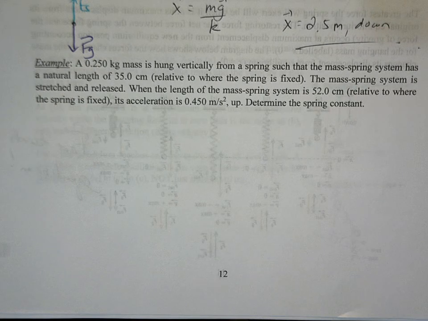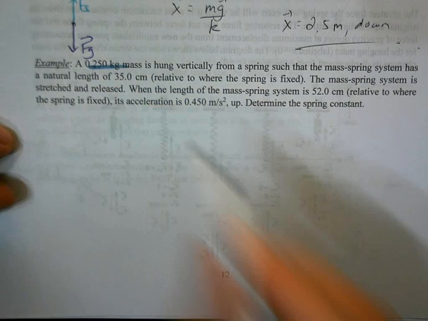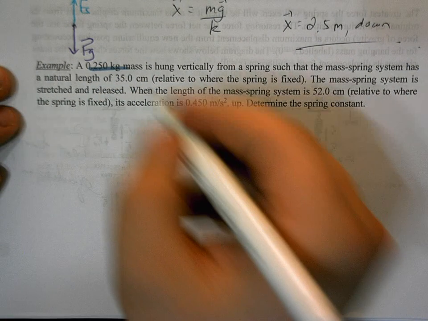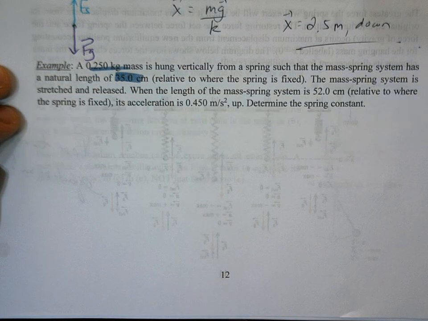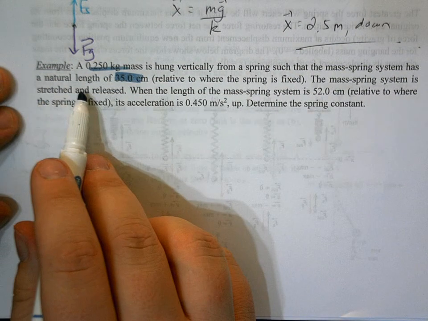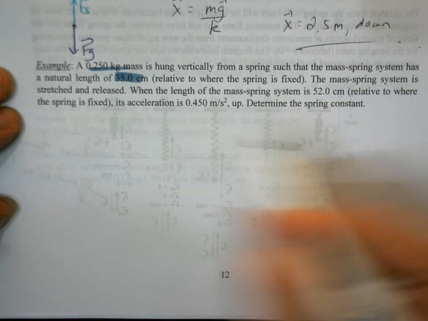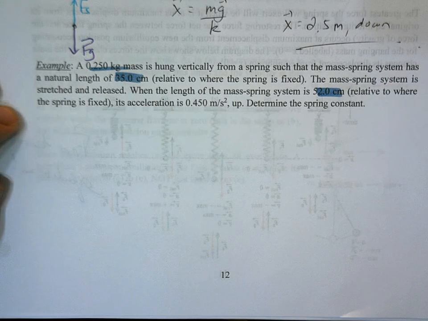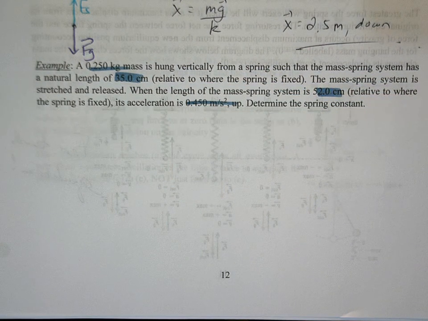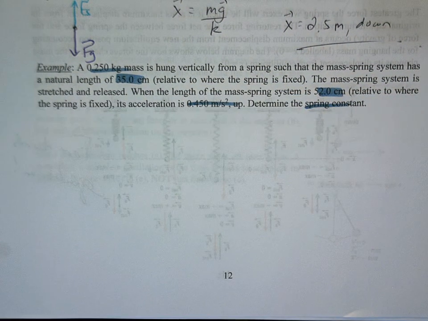So I've got a 0.250 kilogram mass. It's hung vertically from a spring such that the mass-spring system has a natural length of 35 centimeters relative to where the spring is fixed. The mass-spring system is stretched and released, and when the length of the system is 52 centimeters relative to where the spring is fixed, its acceleration is 0.450 meters per second squared up. Determine the spring constant. Okay, there is a lot going on here.